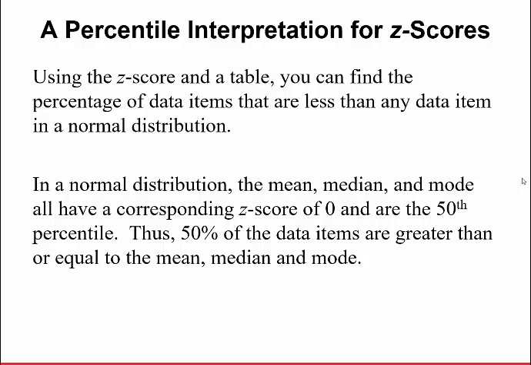Okay, so let's talk about a percentile interpretation for z-scores. Using the z-score in a table, and we'll do this in the next section, you can find the percentage of data items that are less than any data item in a normal distribution. In a normal distribution, the mean, median, and mode all have a corresponding z-score of 0 and are the 50th percentile. So 50% of the data items are greater than or equal to the mean, median, and mode. Half the data values in a normal distribution are above the mean, and half are below.